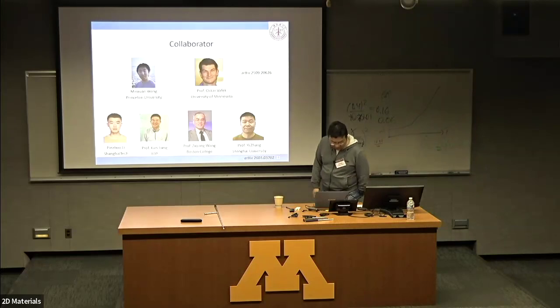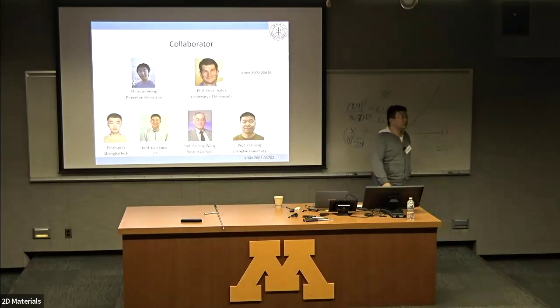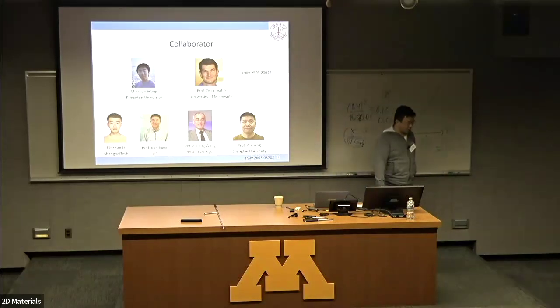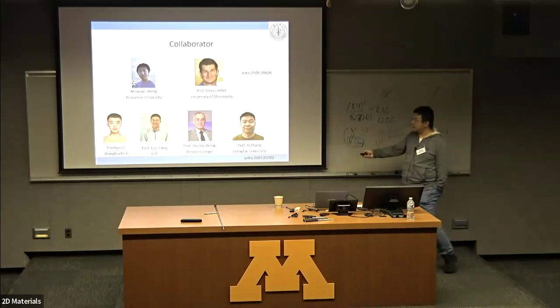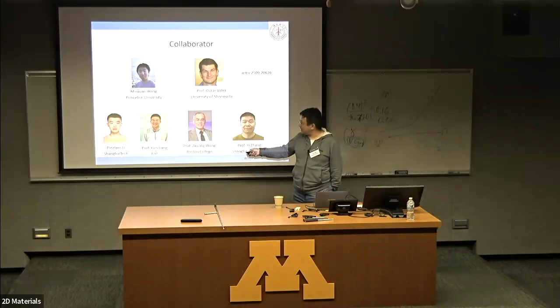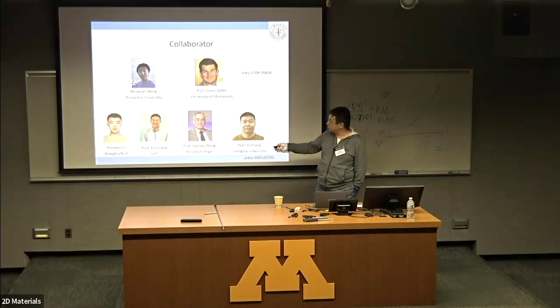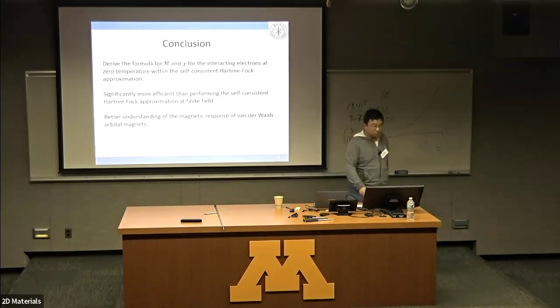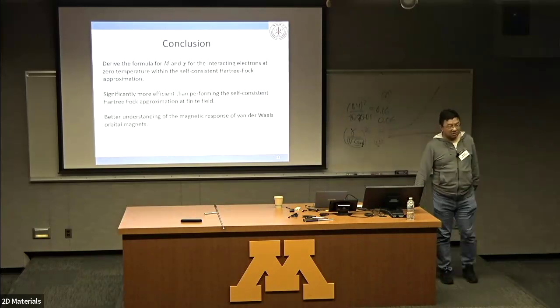So finally, I will just introduce my collaborators. The first work, the formula, was done with Min-Shan Wang and Professor Oscar Vafek. And the calculation of the orbital magnetization in twisted bilayer graphene was done with Pinjoni, Kun Jiang, Xiang Wang and Professor Yi Zhang. Okay, and finally, this is the conclusion part. Thank you.